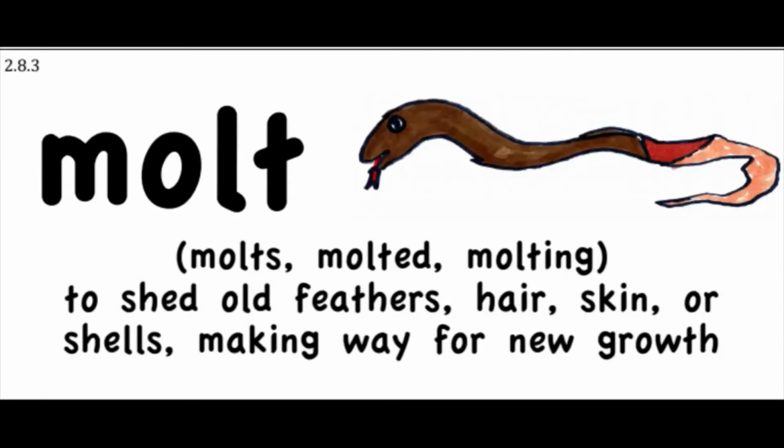Molt. To molt means to shed old feathers, hair, skin, or shells to make way for new growth. For example, as a snake grows, it will molt, leaving behind the skin that it sheds.